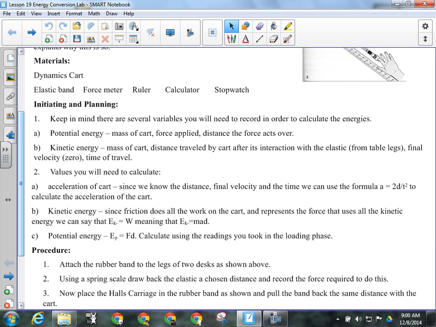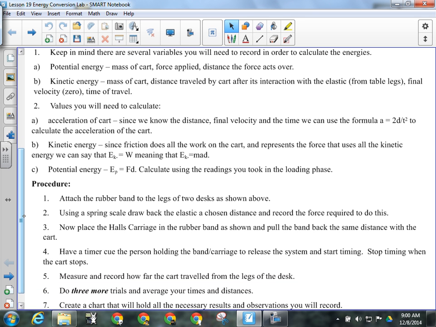There are several values we're going to have to calculate, and it tells you exactly how to do that here in the procedure. In the procedure, we need to calculate the acceleration of the cart, and here's why. Work is force times distance. Agreed? Here's the only time you're going to use this formula that's on your formula sheet. On your formula sheet, you have this formula: this is Newton's second law. Force is mass times acceleration.